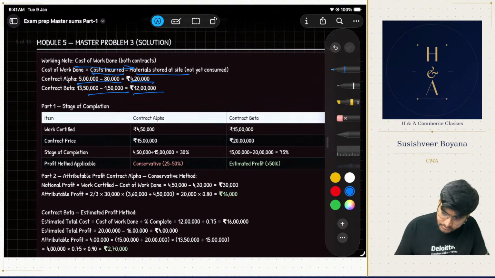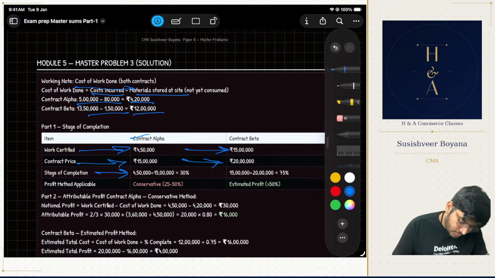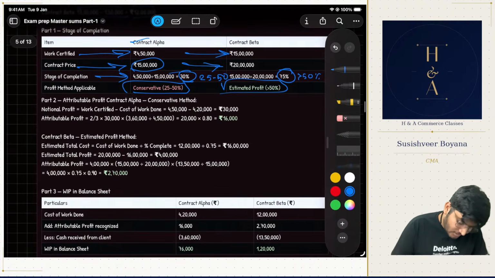What else do we have? Work certified. Contract price. Stage of completion. You have to understand work certified by contract price, you get the percentages, right? This is lying between 25 to 50. This is above 50. So conservative and estimated profit. Attributable profit under alpha.